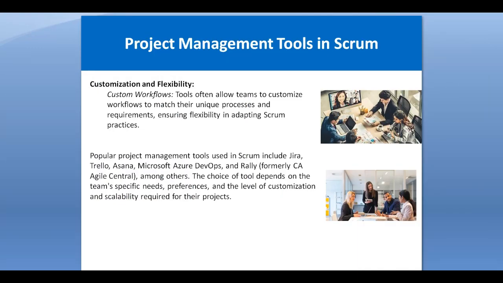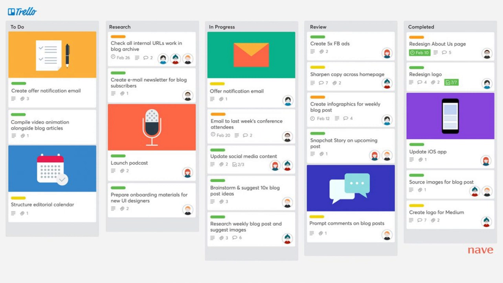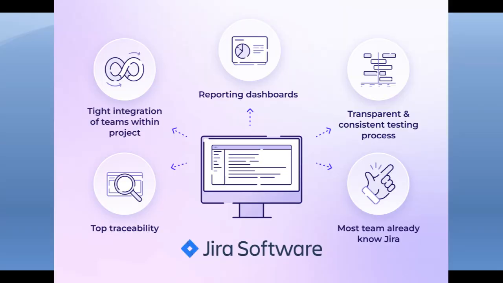Then customization and flexibility means tools often allow teams to customize workflows to match their unique processes and requirements, ensuring flexibility in adopting Scrum practices. Popular project management tools used in Scrum include Jira, Trello, Asana, Microsoft Azure, and Rally, formerly CA Agile Central, among others. The choice of tool depends on the team's specific needs, preferences, and the level of customization and scalability required for their projects.